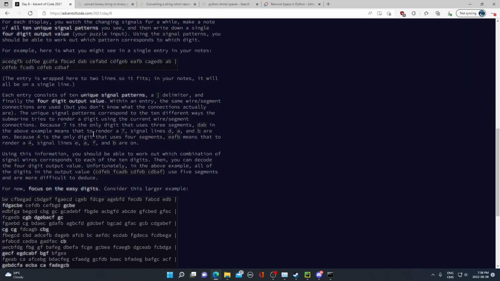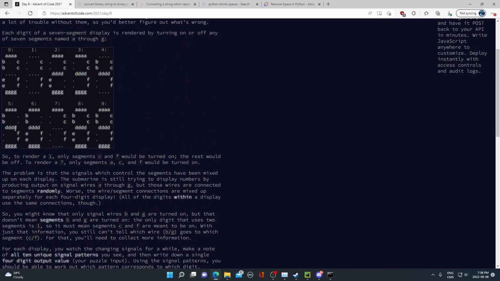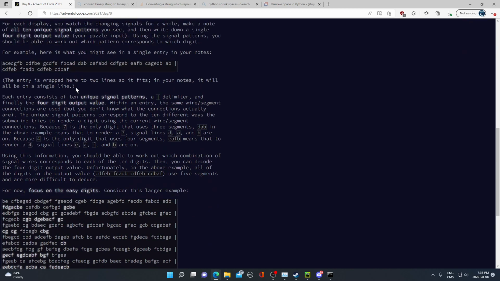So this is either 2, 5, or 9? Or are these not actually numbers? They could just be a random configuration. I don't understand this.